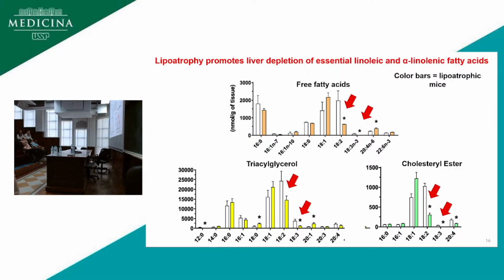So as you can see here, we found a lot of different alterations, a lot of different modifications in the liver of these mice, but one thing caught our attention. Looking at several different lipid species, such as free fatty acids, triacylglycerol, and cholesterol ester, what we found was a marked reduction in the lipid species containing essential fatty acids, alpha-linolenic and linoleic fatty acids.